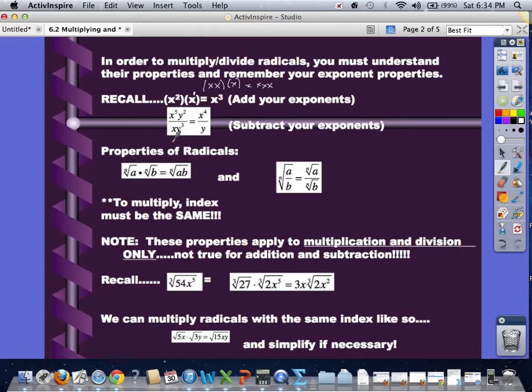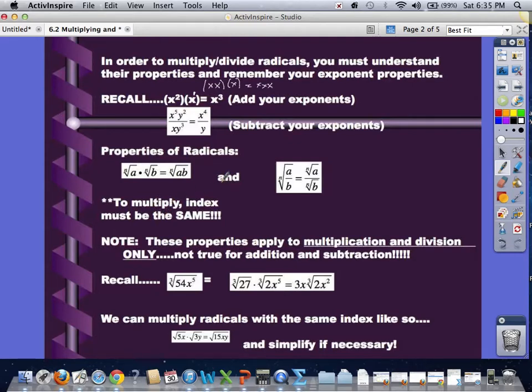So, properties of radicals. Any nth root of a times the nth root of b, when you multiply, as long as your index is the same, you will get the nth root of the radicands multiplied together, which would be ab. So the main thing is you must remember to multiply, you must have the same index or you can't do it.